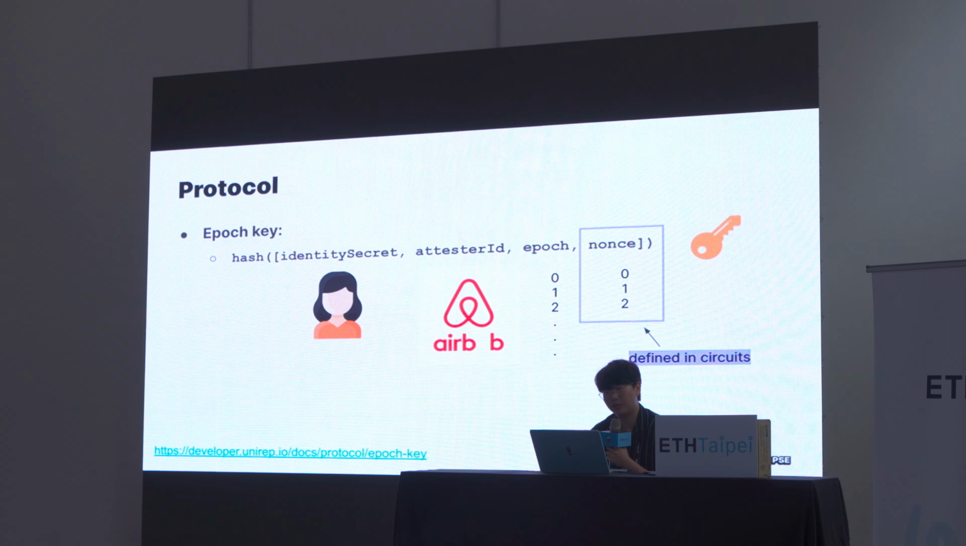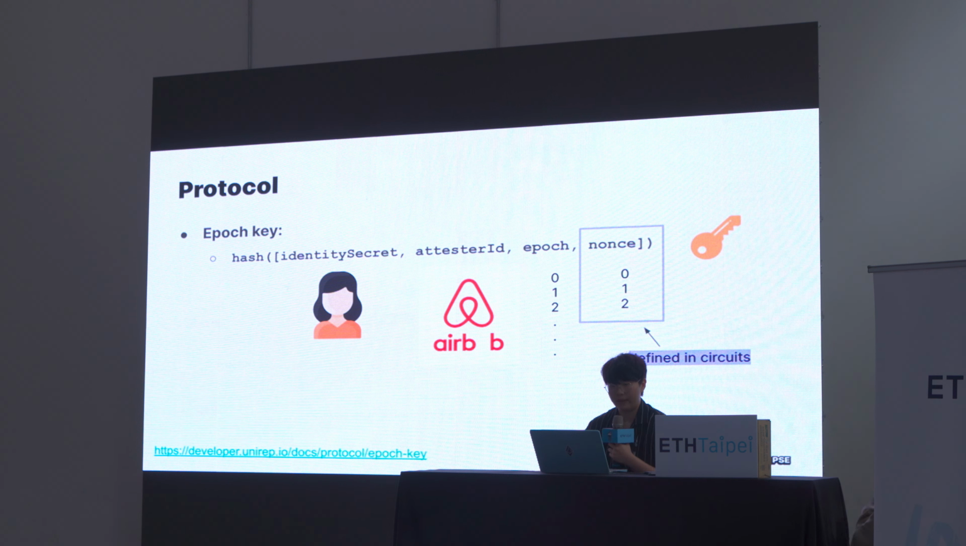And the last one is called nonce. So we define the nonce in circuits. If the whole Unirep protocol defines 3 nonces, then the nonce could be only 0, 1, 2. So you can imagine that if I change the nonce or change the epoch, then the epoch key will be totally different from the other one.